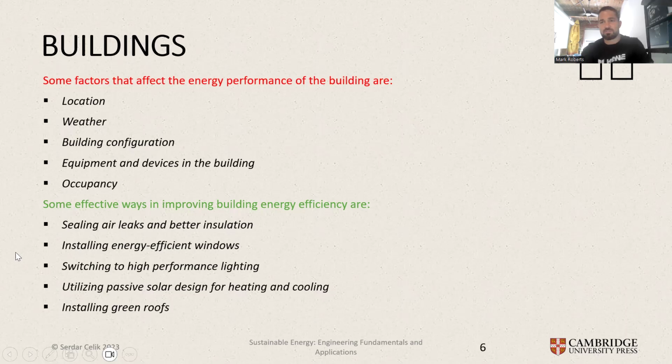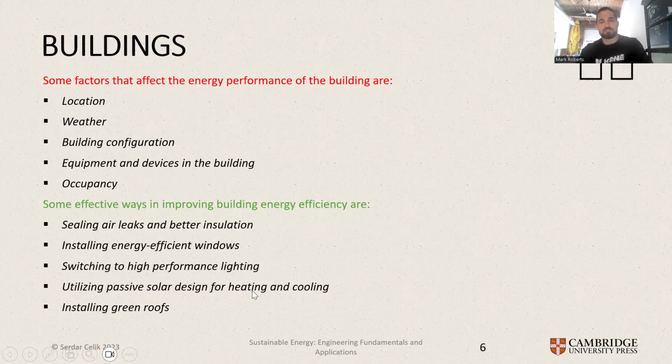Windows are a huge source of efficiency or inefficiency for buildings. Older buildings might only have single pane, versus newer buildings with double or other types of windows, potentially vacuum sealed, and systems that don't let as much of the energy from the sun absorb into the building. High performance lighting, or in other words, LEDs versus incandescent. And then some other things.